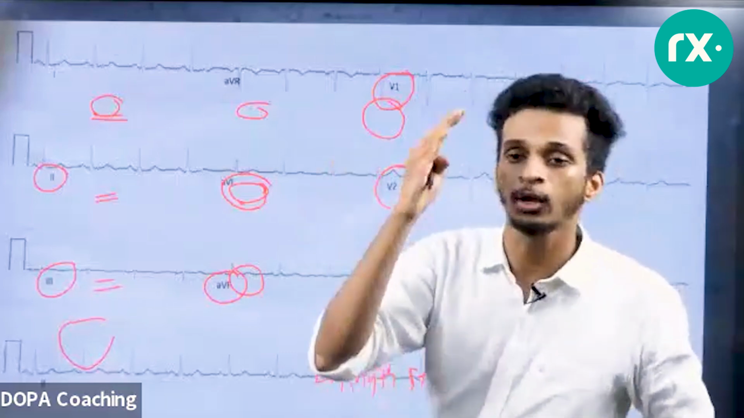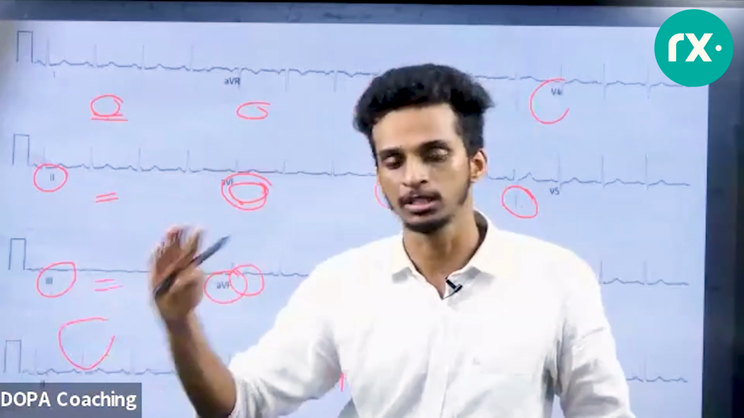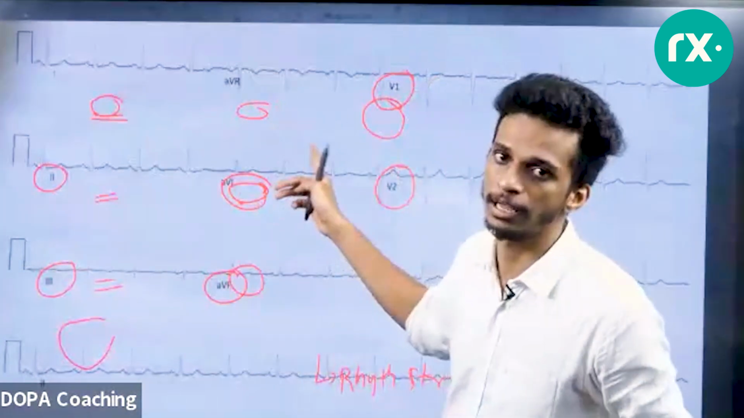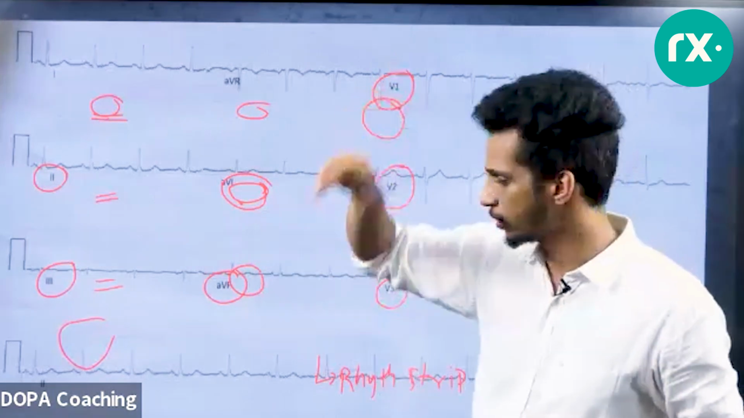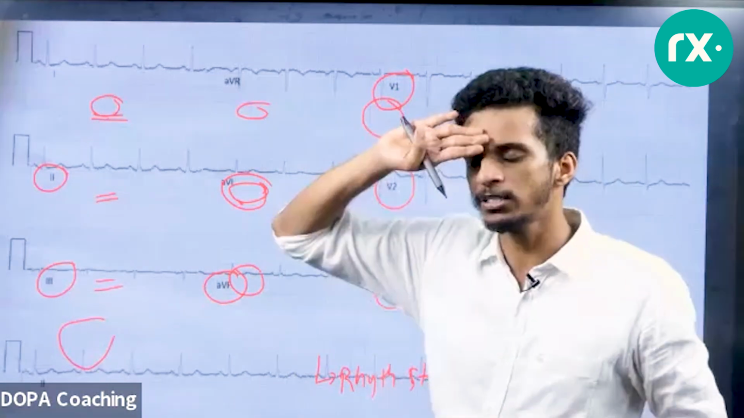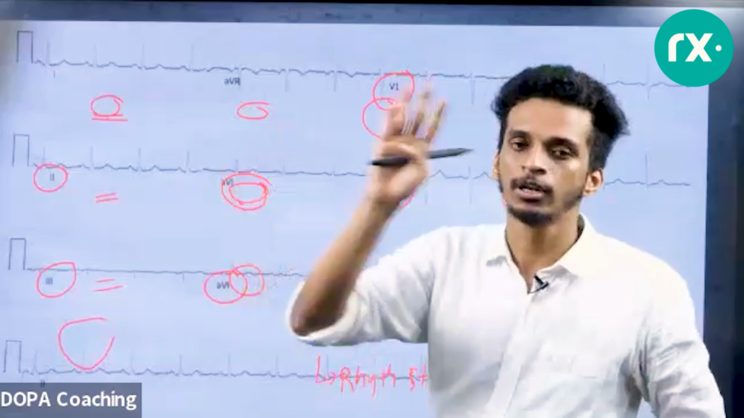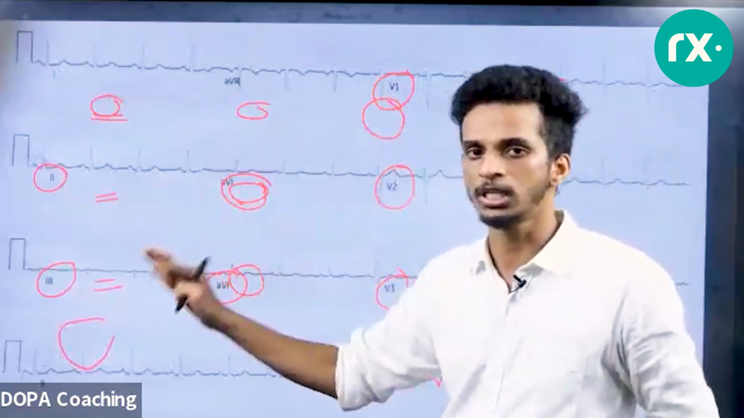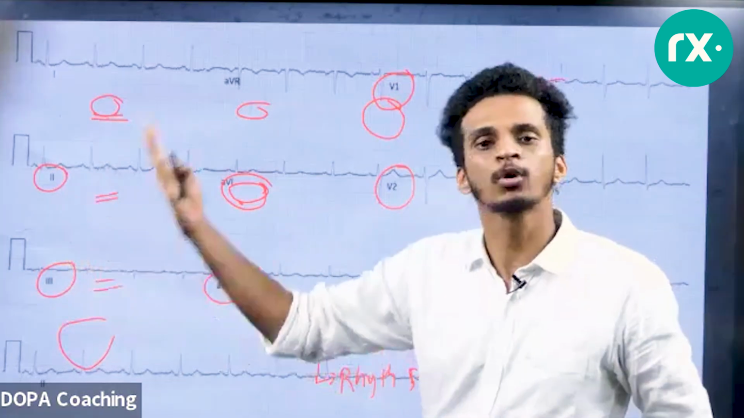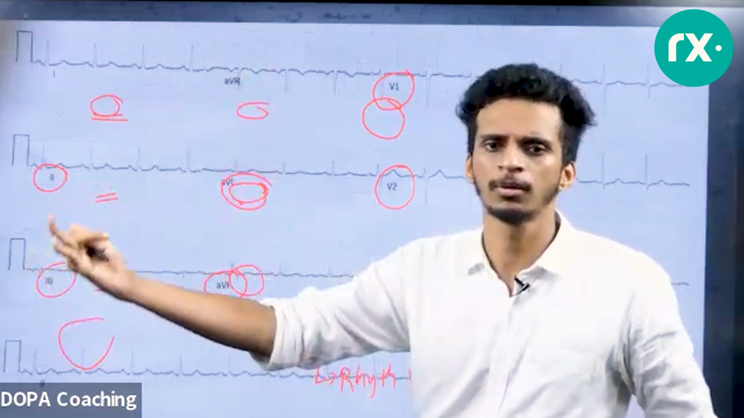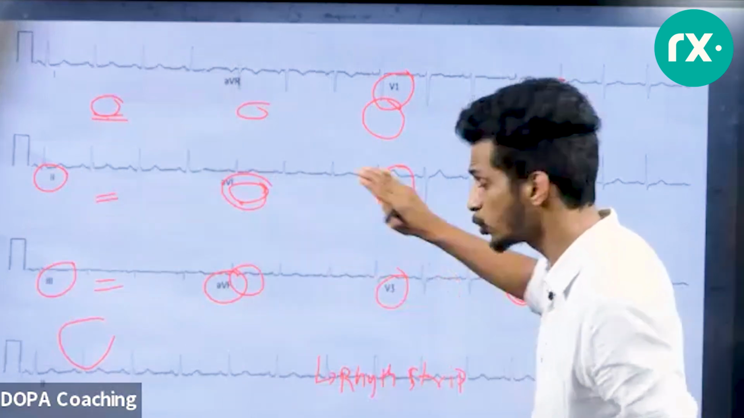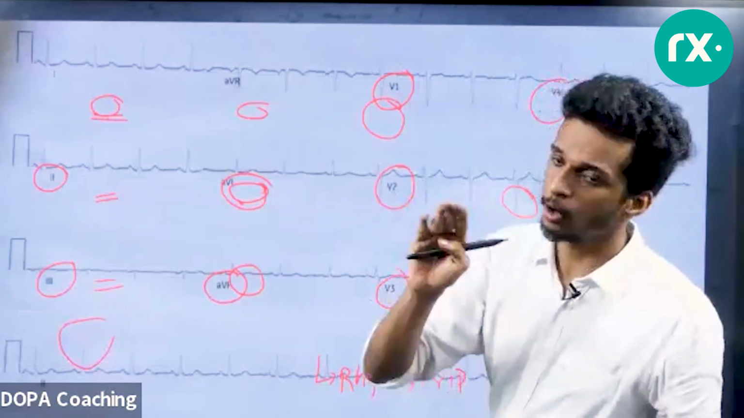But what we encounter clinically most of the time is ischemia. That's why I'm discussing the session like this, because 80% or 90% of the time when you are in casualty, you are going to look for ischemic changes. Only in 10% of the time are you going to look for arrhythmias, bundle branch block and all. So this is the way we look at an ECG. I hope it's pretty clear.